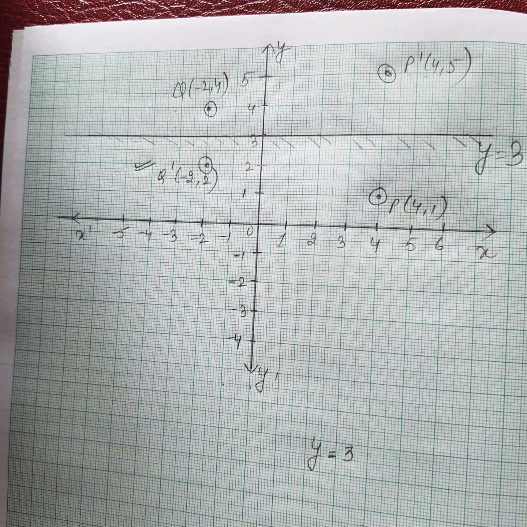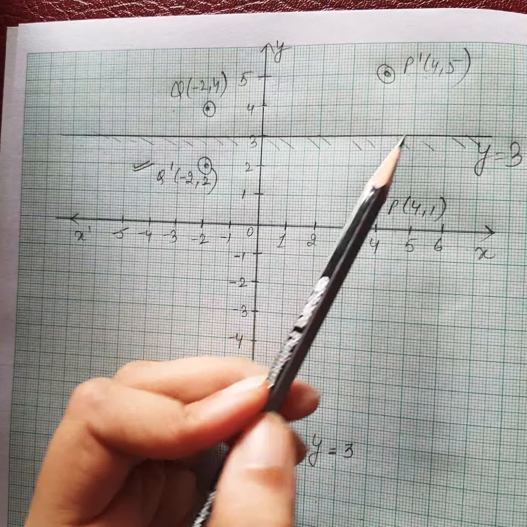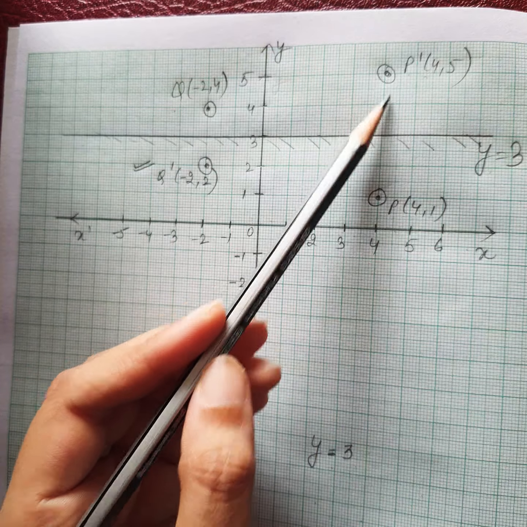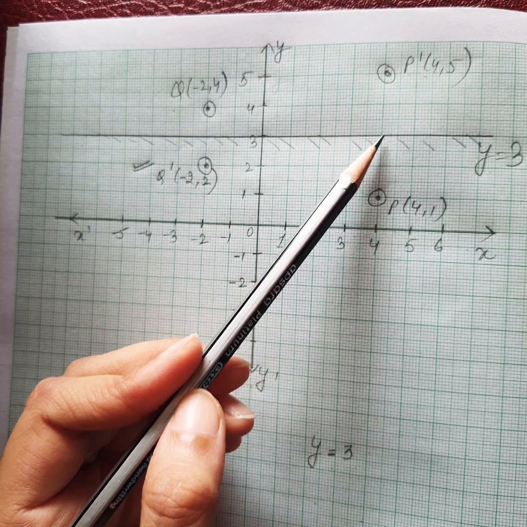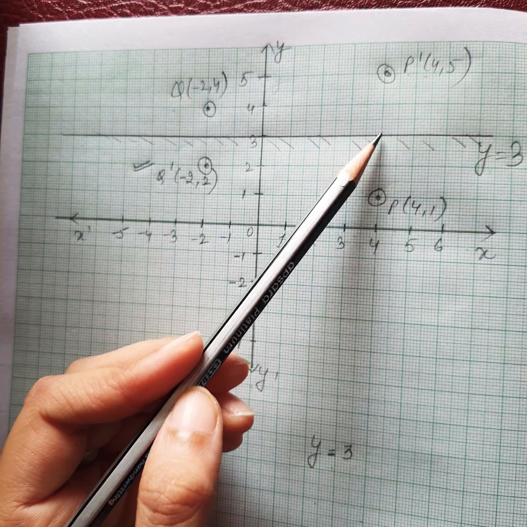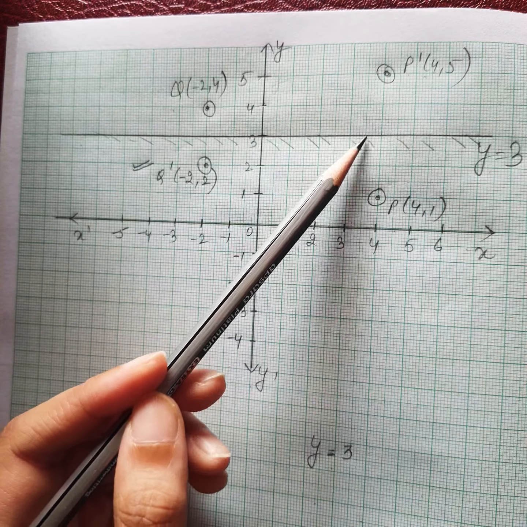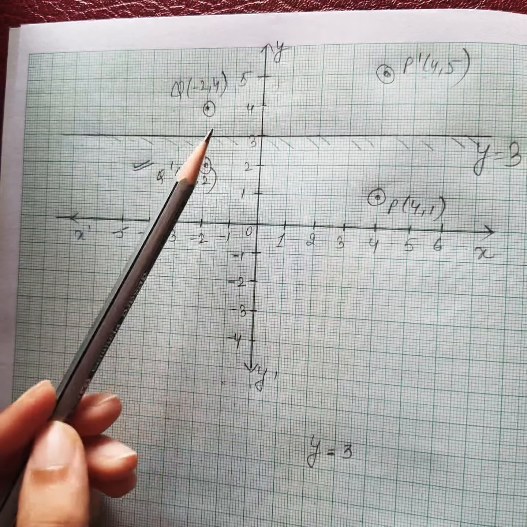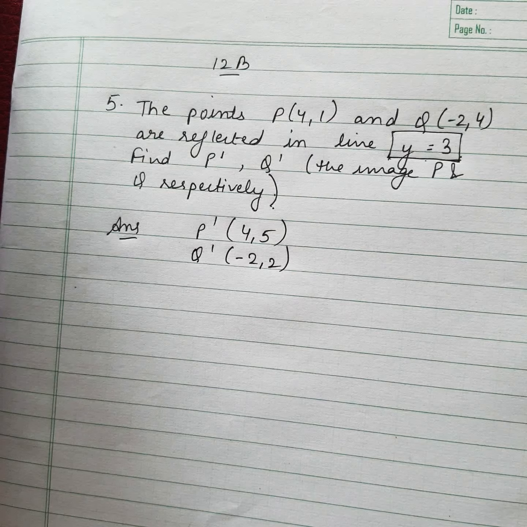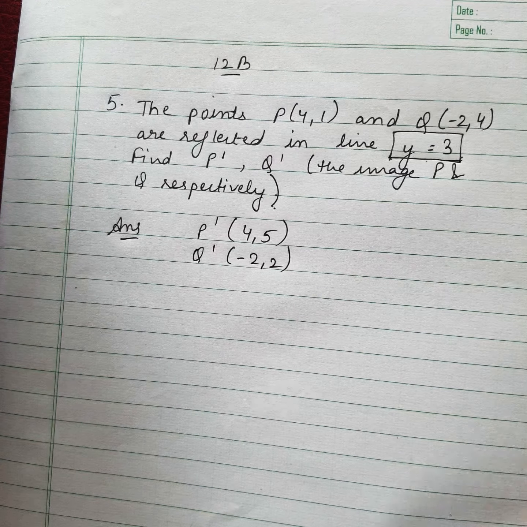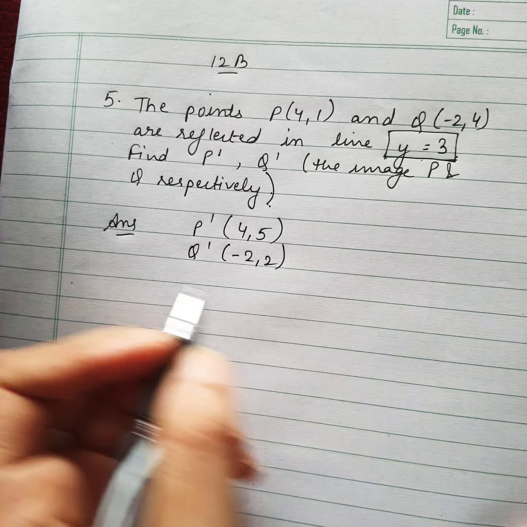So like this, any line you can plot on the graph, and by checking the number of units a point is far away from the mirror, the image will be formed the same number of units away. 2 units away, so 2 units away the image will be formed. 1 unit, 1 unit. So these are the only topics in chapter 12, reflection.